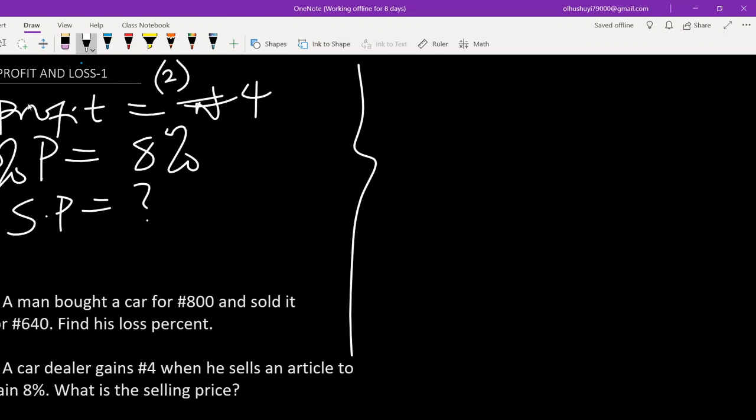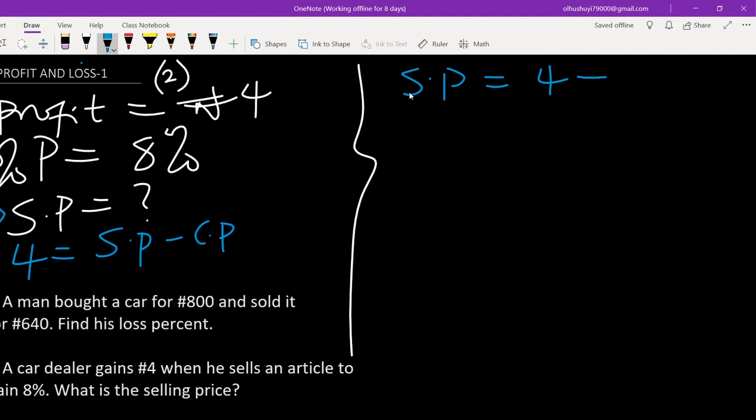Now, we should try to know the connection between profit and selling price. What connects profit to selling price? What's the relationship between them? Normally, the profit is always equal to the selling price minus the cost price. Isn't it? And the profit is already 4 naira. So you have 4 naira here is equal to this. Then since we are looking for the selling price, make the selling price the subject of the formula here. So our selling price can be equal to 4 plus the cost price.